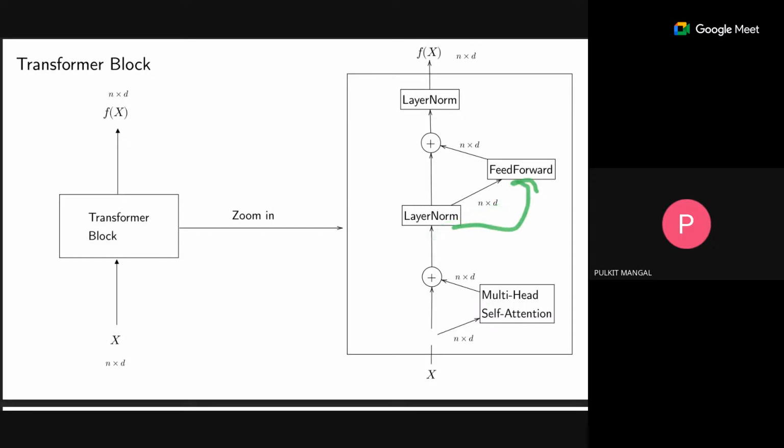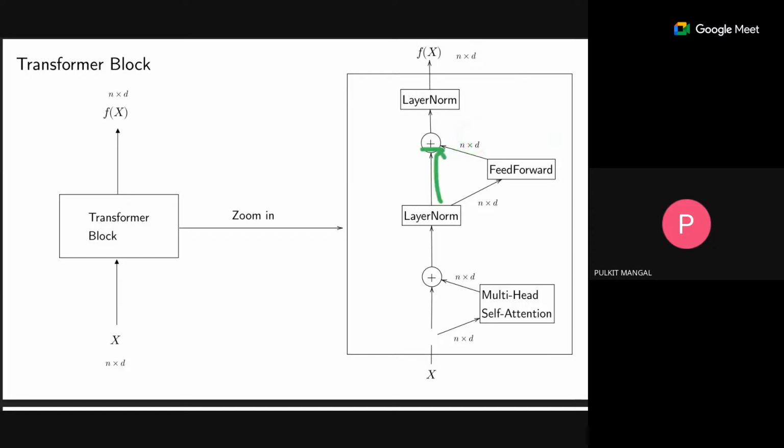This will be passed to one feed forward neural network, in which there would be only one hidden layer that's generally kept either twice or four times the size of the dimension. So if it is d, then it can be 2 times d or 4 times d. So we are going to pass this n cross d to one hidden layer that would be 4 times the size of the input dimension. Then again we project it to the same dimension only. That's why the output of the feed forward is also n cross d.